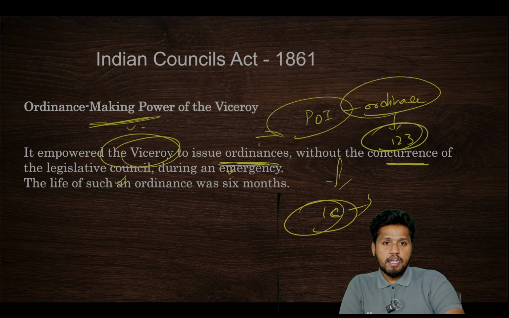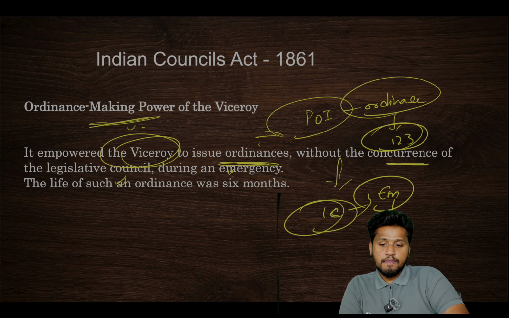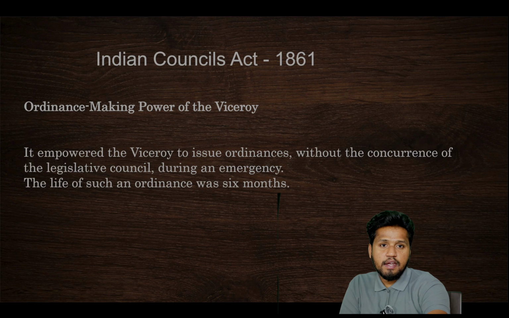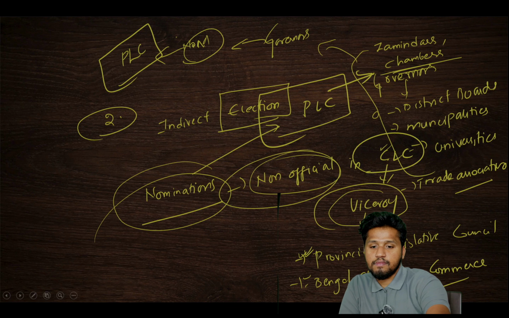If he made any ordinance during an emergency, that ordinance would last for 6 months from the date of issuing. That is all about the Indian Councils Act 1861. The next important act is the Indian Councils Act 1892.